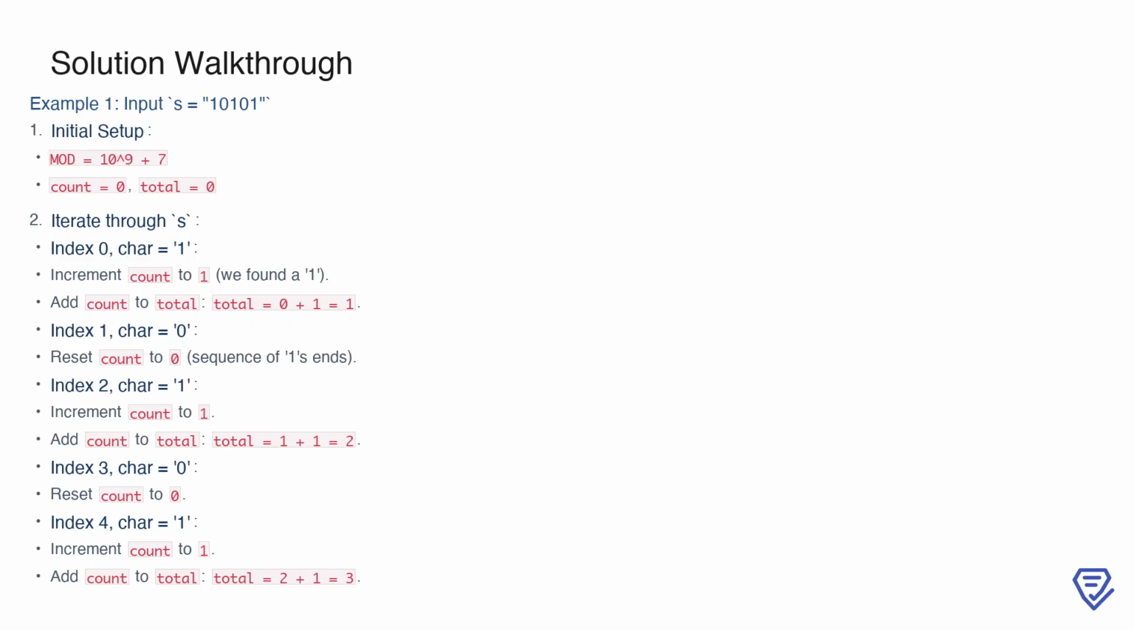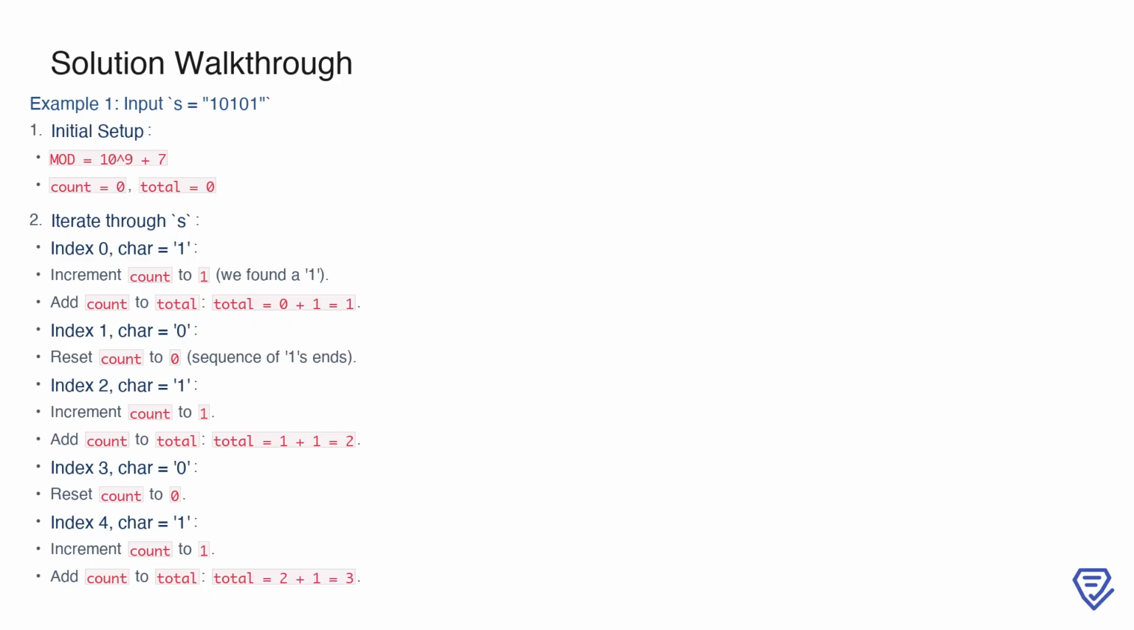Now, as we iterate through the string, at index 0, we encounter the character 1. This means we increment count to 1, indicating the start of a sequence of ones. We add this to total, so total becomes 1. At index 1, the character is 0, which ends the current sequence of ones, so we reset count to 0.